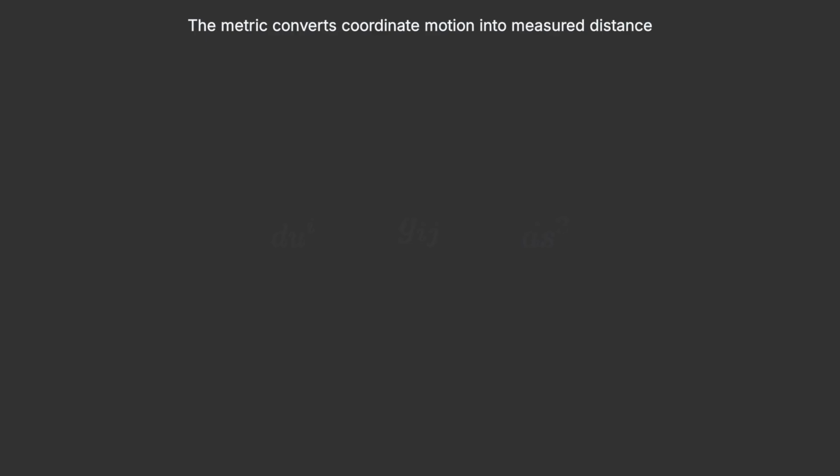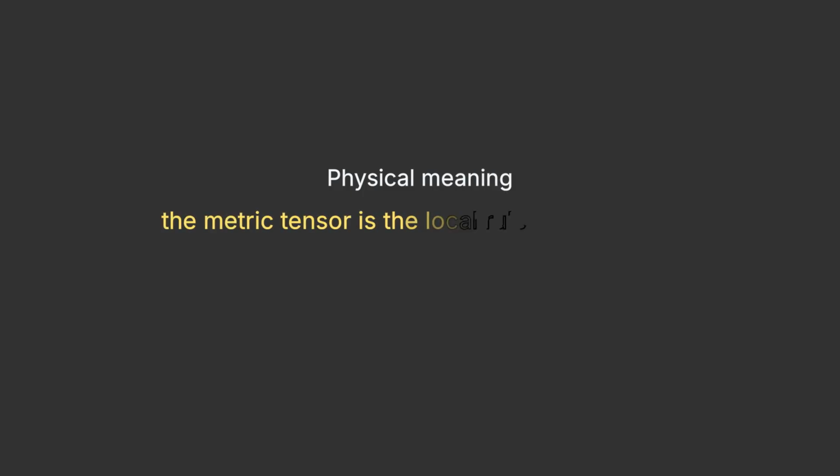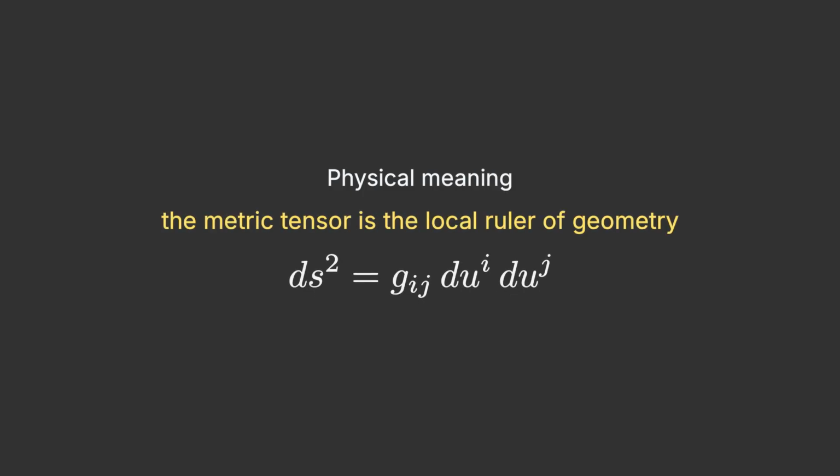On a curved surface, the metric can change from point to point. So the local ruler of geometry changes as you move. This is the physical meaning. The metric tensor tells every point of space how distances are measured there. It records the local measuring state of geometry, scale, angle, and intrinsic distance.